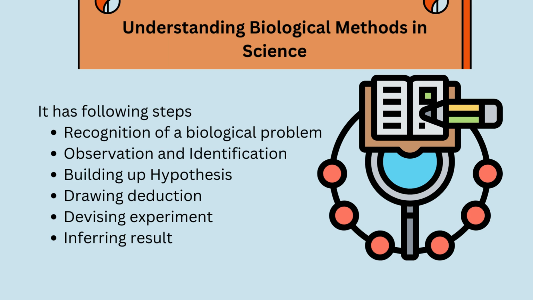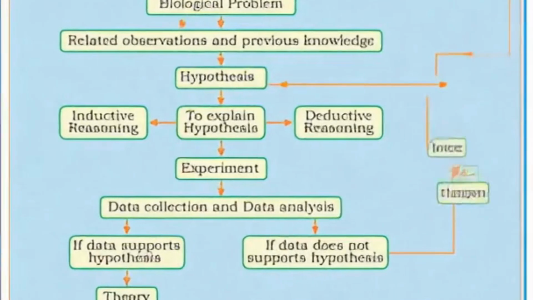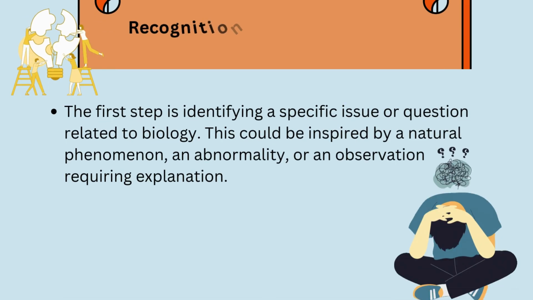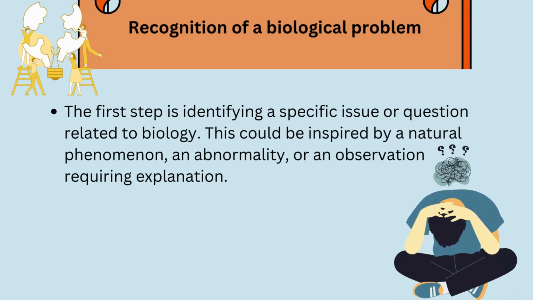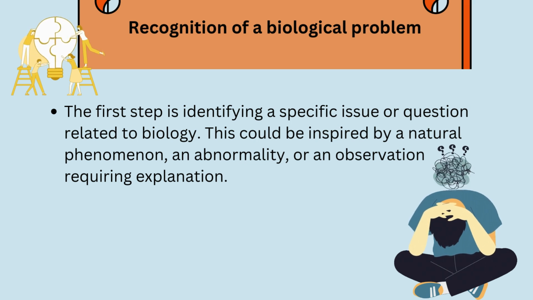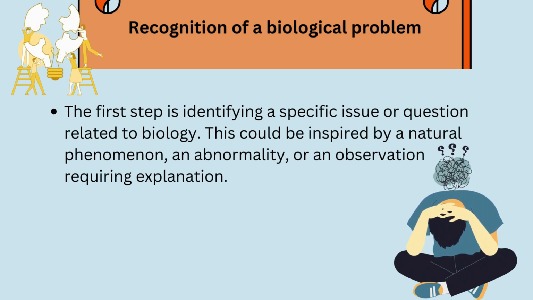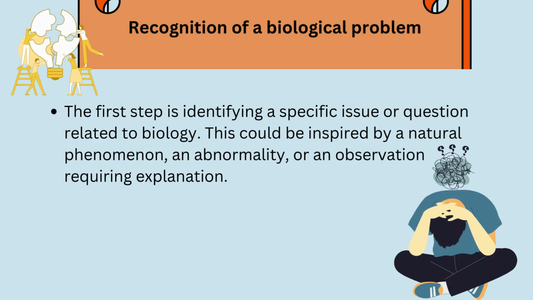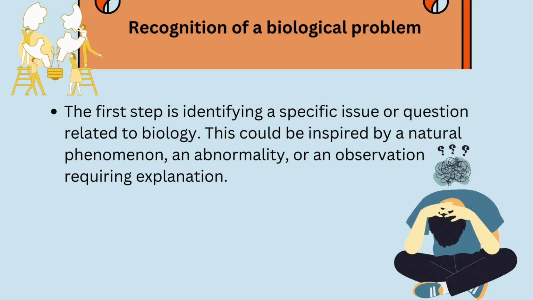Biological method has the following steps: recognition of a biological problem, observations and identification, building up hypothesis, drawing deduction, devising experiment, and inferring results. The first step is identifying a specific issue or question related to biology. Biological problem is a question related to living organisms. This could be inspired by natural phenomenon and abnormality or an observation requiring explanation. The question is either asked by someone or comes in mind of a researcher.